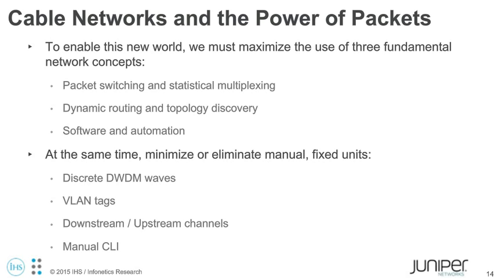And what's a fixed unit? Well, it's a part of the network that requires manual tracking, allocation, sorting. So like optical waves, VLAN tags, the whole notion of assigning downstream spectrum to a specific service needs to go away. And like I mentioned before, manual CLI also needs to go away. We have the technology now to fix all of this, to eliminate all of these fixed units and then some that aren't even listed here. And we want to apply them for maximal benefit in cable.